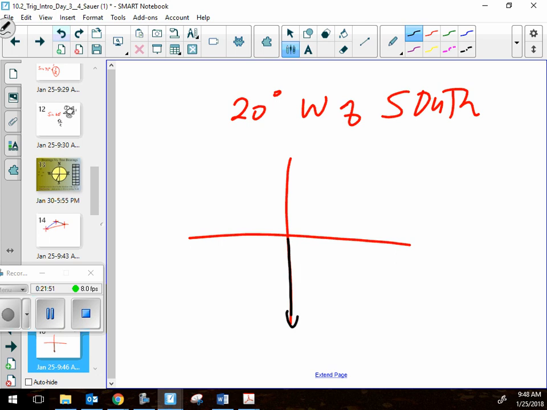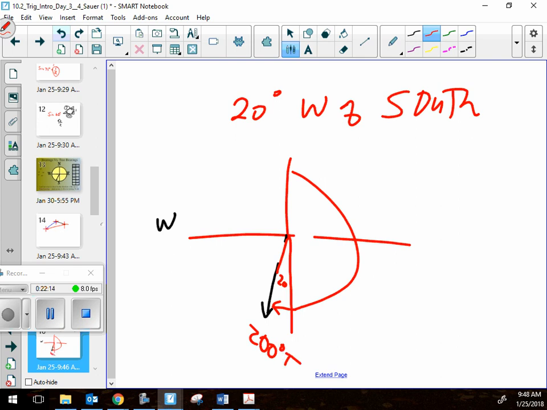Well, here's south, and here's west. So 20 degrees west of south would mean this one. Not this one, because that one's gone. And if that's 20, what would the true bearing have been? 180 would have been to here, so a little bit more. That's the same as 200 degrees true.